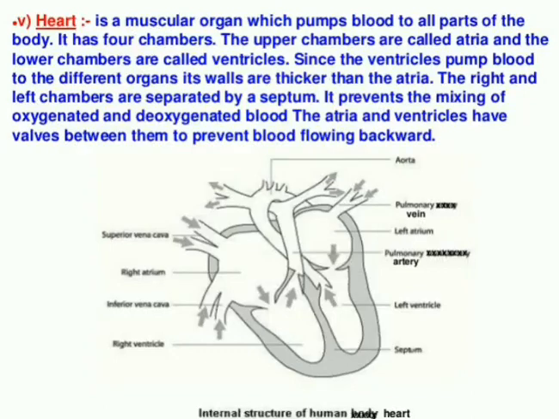Now let's see the heart. Generally we know the human heart has 4 chambers. What are the upper chambers called? Atria, or atrium. And the lower chambers are called ventricles. Atrium and ventricle, this is a very important thing that you need to keep in mind. Right atrium, left atrium, left ventricle, right ventricle.